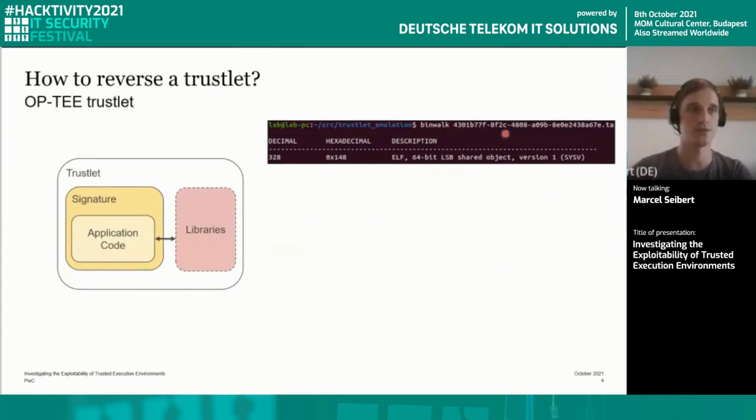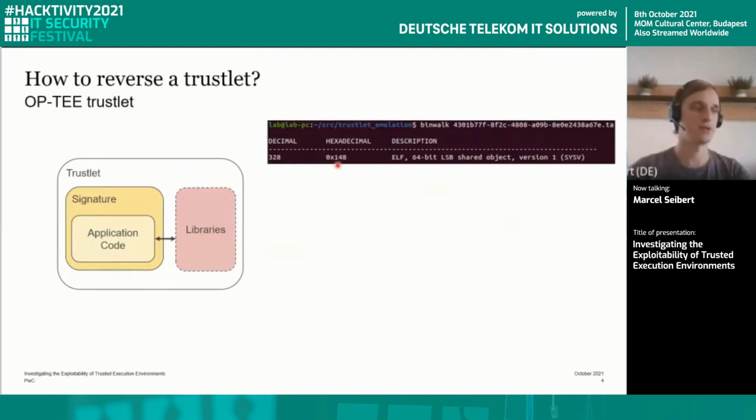It has a UUID and then the ending trusted application, or in short, TA. And we can see that it has some ELF 64-bit file at the offset 0x148. So if we extract it, for example, with DD, we have just a raw ELF file and we can examine it further.